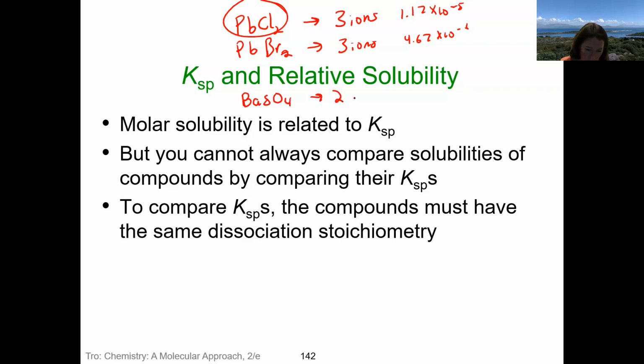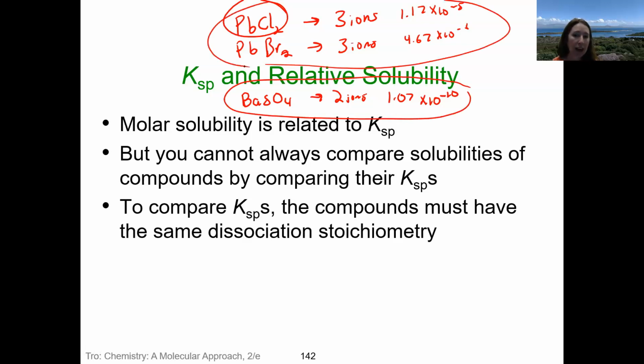BaSO4 comes apart into 2 ions, and it is 1.07 times 10 to the negative 10th. So what we can't do is say BaSO4 is less soluble than these two. We can't directly compare those. You would actually have to do an ice table because this only has 2 ions and this has 3.